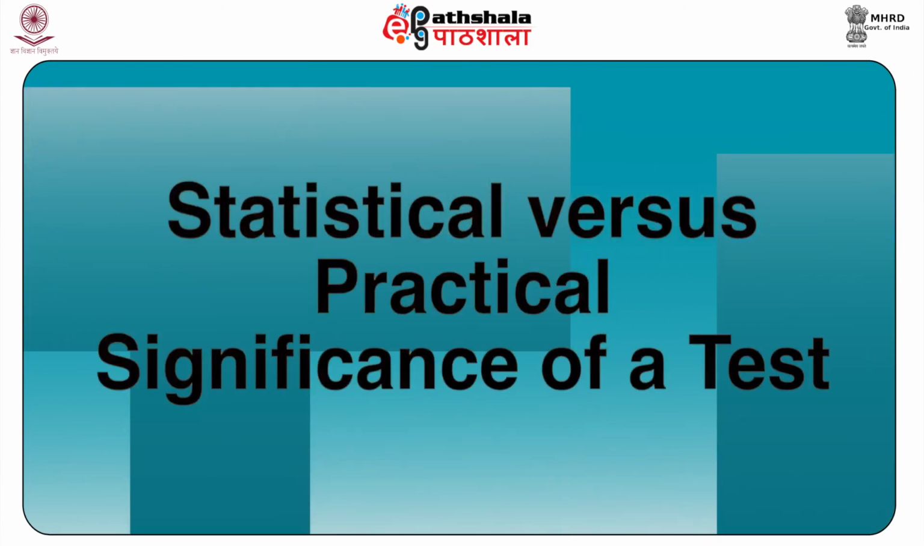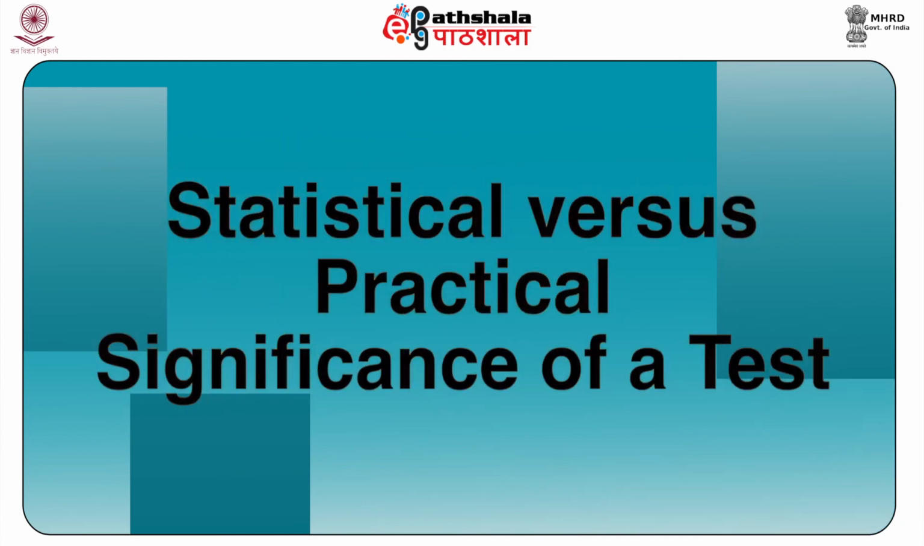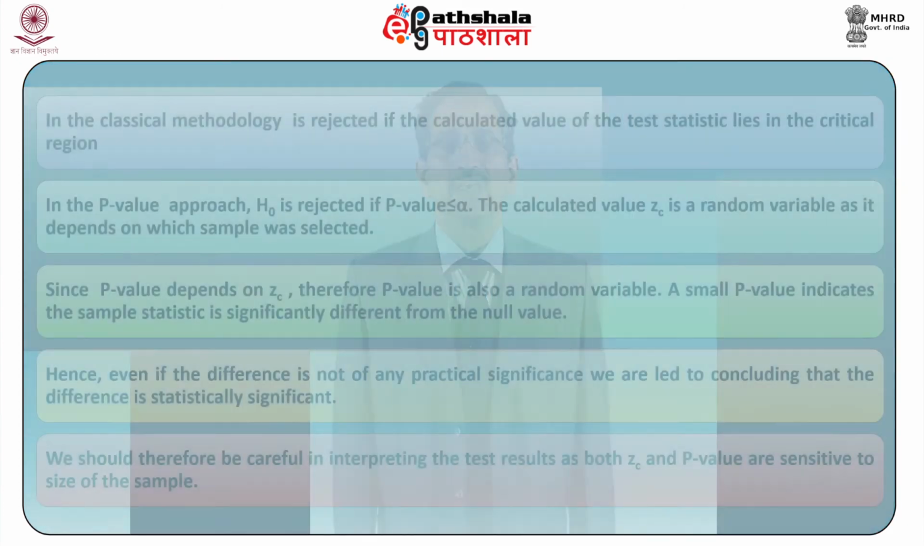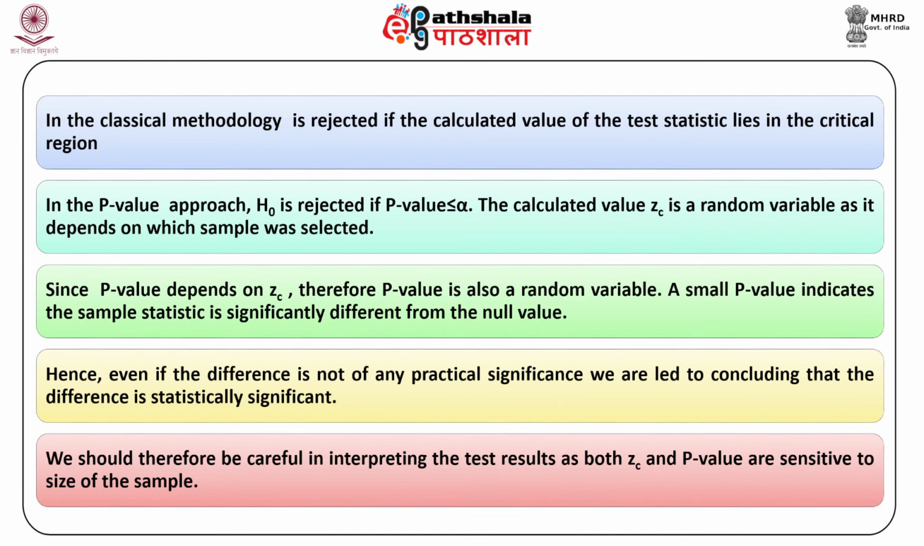Let us now talk about the statistical versus practical significance of a test. We basically say that a test is statistically significant if the sample evidence leads us to reject the null hypothesis. This will of course depend on the selected alpha level. In the classical methodology, H0 is rejected if the calculated value of the test statistics lies in the critical region defined by Z alpha or modulus Z alpha by 2.